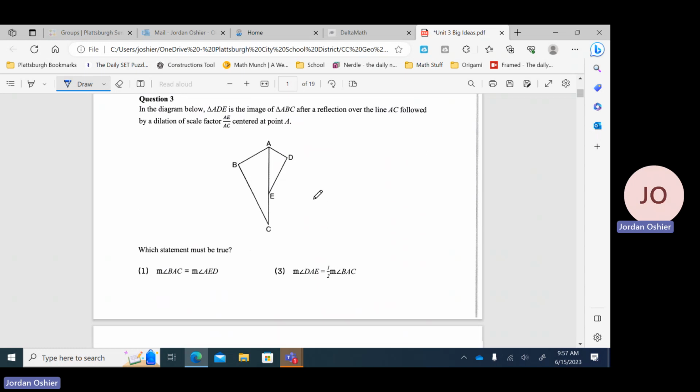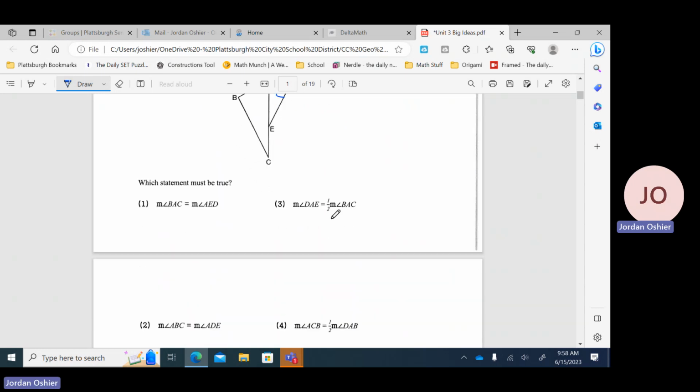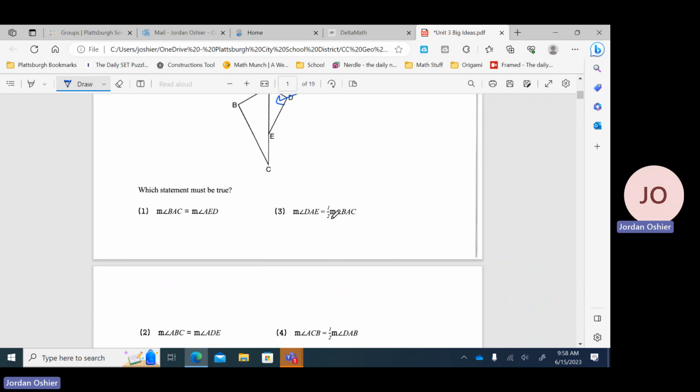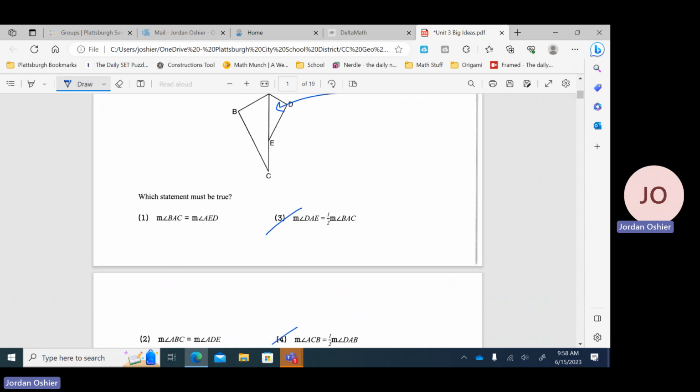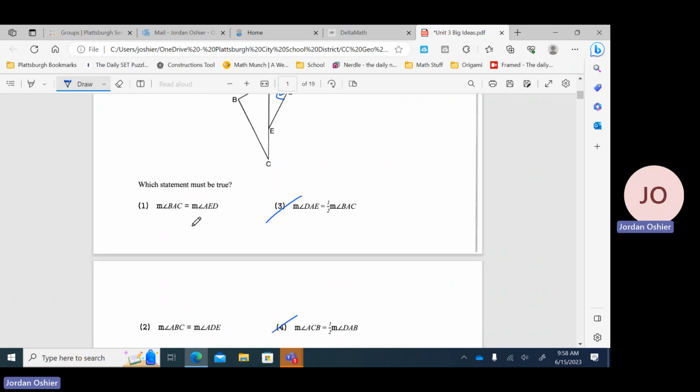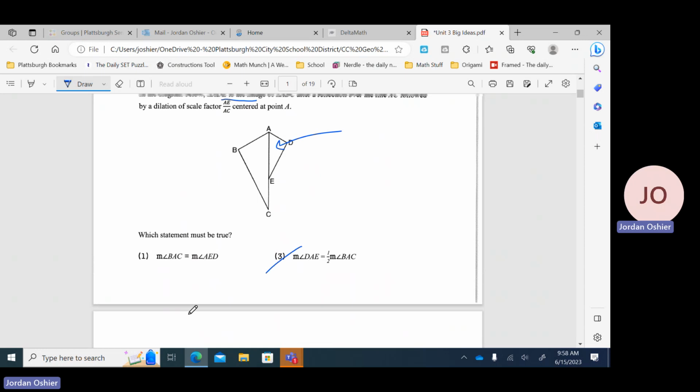In the diagram below, they give us an image and a pre-image. Pay attention to which one is the image, always. That's where it ended up. So I know that it's a reduction right now because I know ADE is where it ended up. They tell us that there was a scale factor change. So really they're just asking us what's preserved. So I can get rid of 3 and 4 because the angle measure doesn't change. It stays the same. And now I just need to figure out which of these two are the corresponding ones.